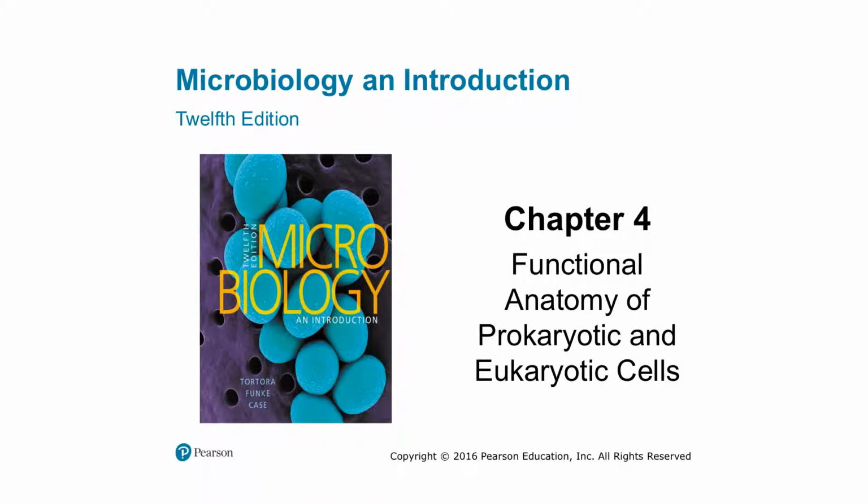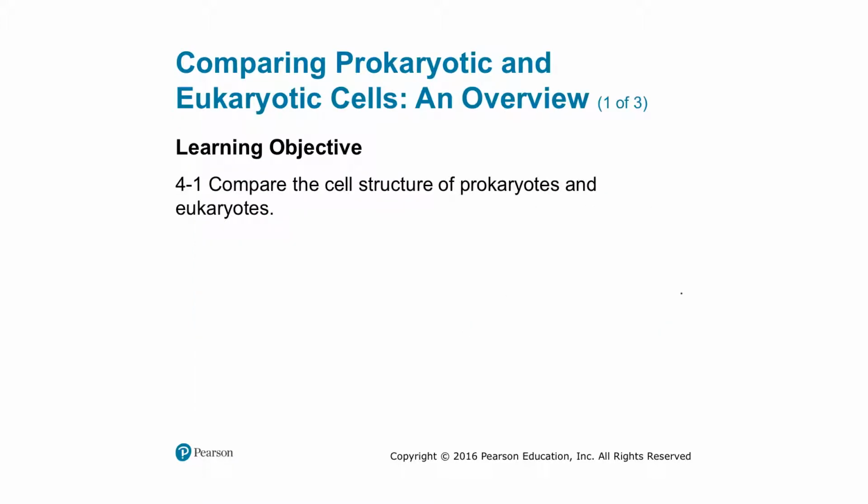All right, so this is chapter 4, the functional anatomy of prokaryotic and eukaryotic cells. But this section we're just going to cover the eukaryotic cells. So first we're going to take a moment to compare the eukaryotic and the prokaryotic cell, because there are some major differences and some major similarities that you need to be aware of.